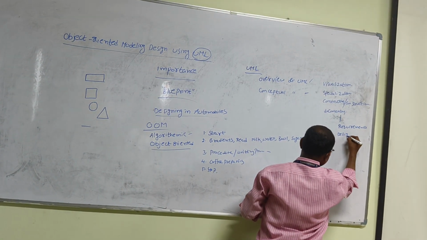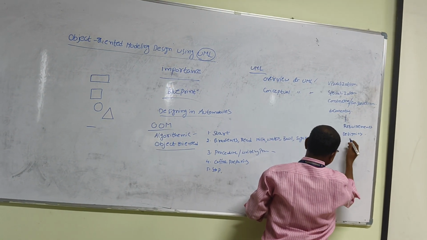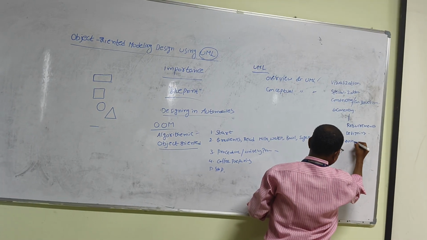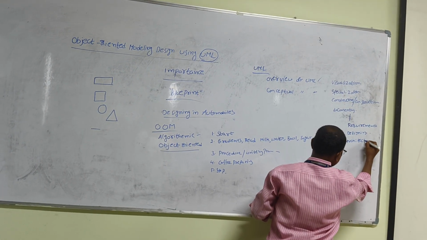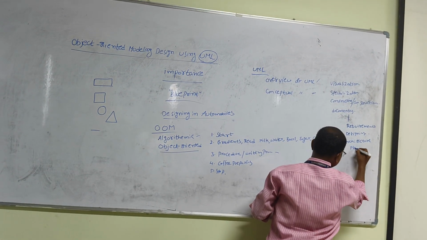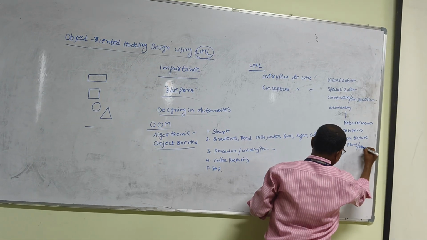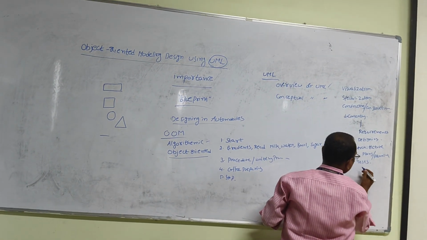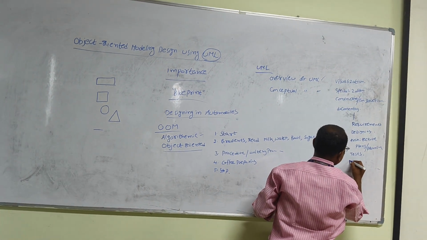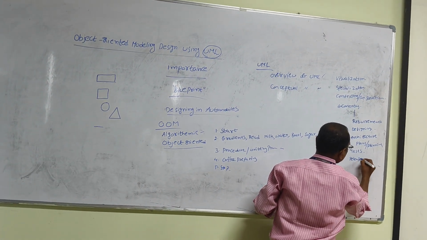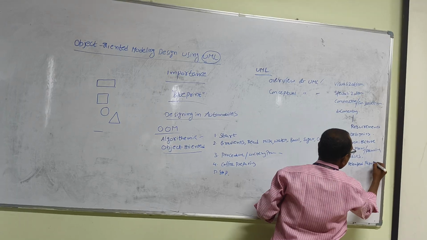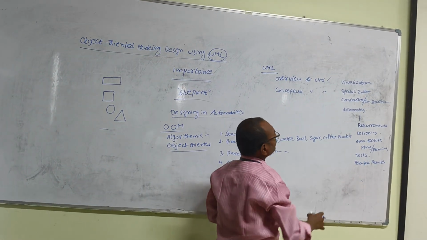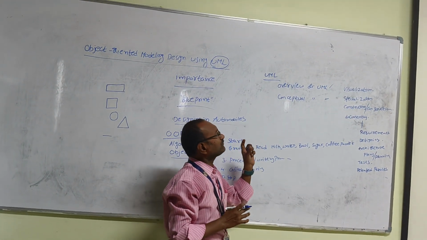So finally, the documenting steps are simply requirements, designing, architecture plans or planning. Next, test. Finally, release results. So these are the four main steps of the overview of UML.